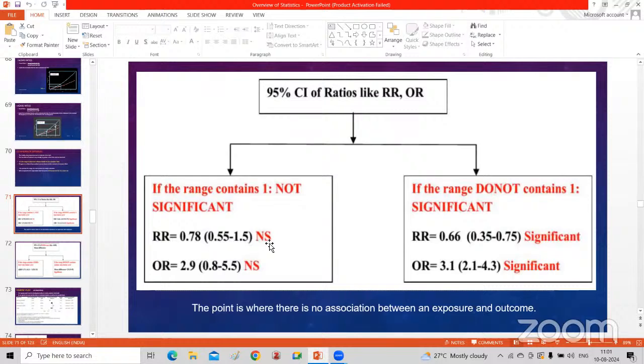It's spread equally in both directions. That is risk ratio 0.78. It means the person might, but it is within the confidence interval. I'm using the first example. It's between the confidence interval of 0.55 to 1.5.